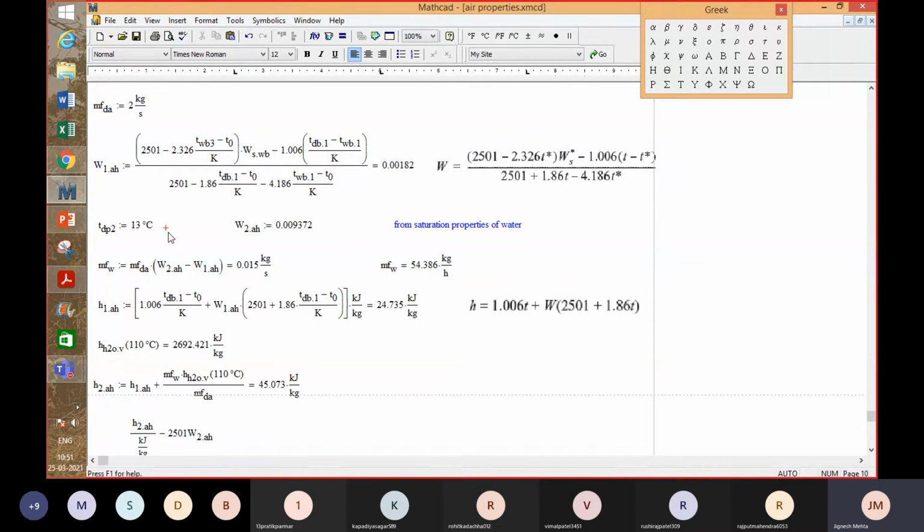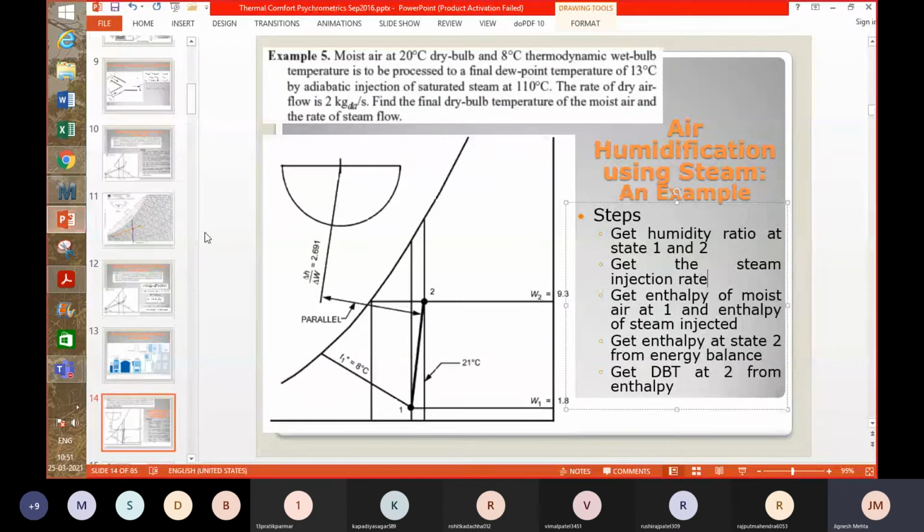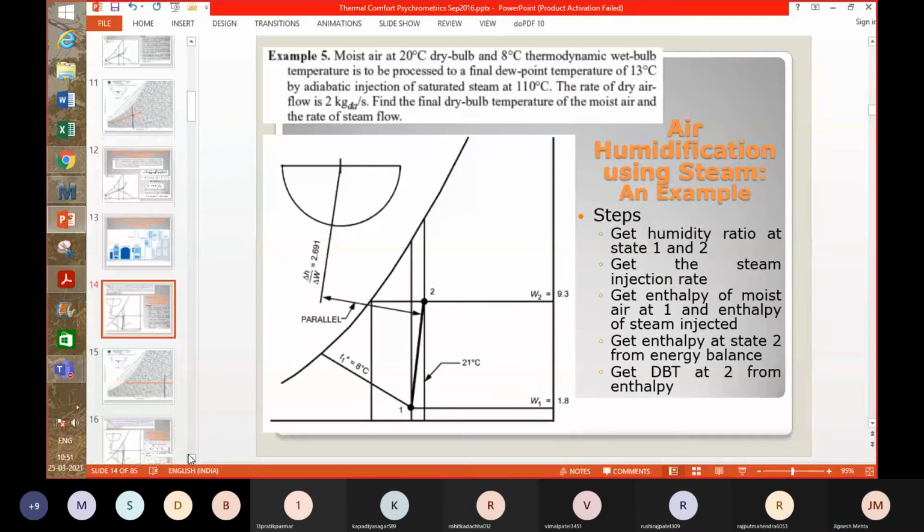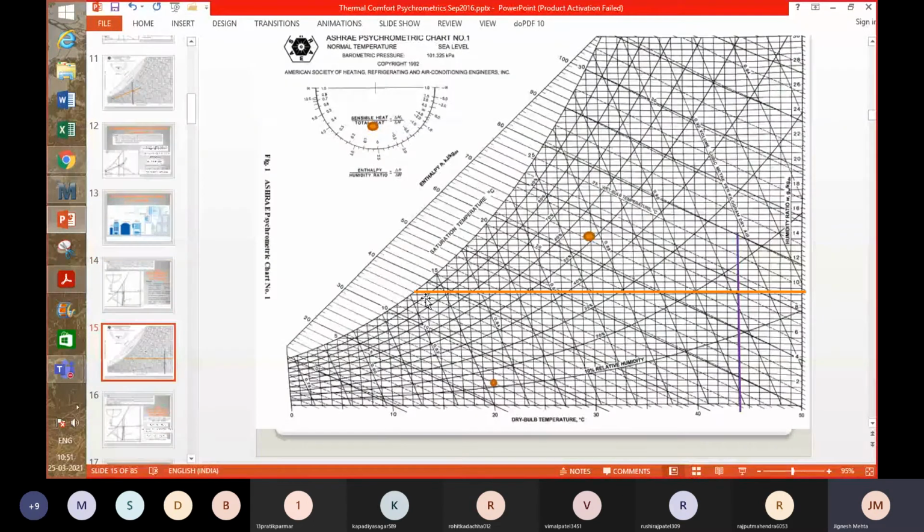There is a unique combination of dew point temperature and humidity ratio. You can well understand that. When I have drawn this line, for a particular dew point temperature, 13 degrees Celsius, the humidity ratio is also fixed. You can read it from the psychrometric chart also, right?